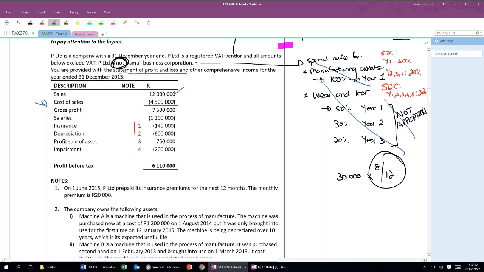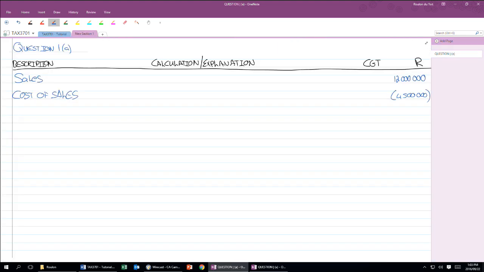Right, so that's the 12 million, that's the 4.5 million, both of those done. Gross profit is just a subtotal, there's nothing that we do with that. Then we have salaries. Salaries of 1.2 million rands has been deducted from accounting. So what do we do with salaries for tax purposes? This is where, I'm just putting it here in a different color, just as a note for yourself.